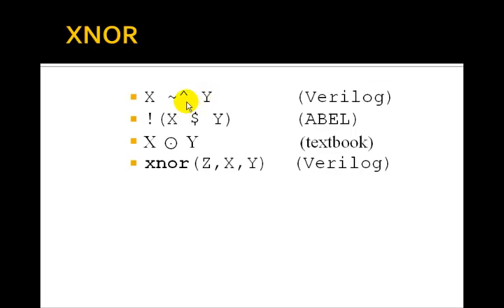So here are the symbols for XNOR. Again, in Verilog, the tilde hat. In ABLE, you'd put not X dollar hat. In textbooks you'll sometimes see a dot with a circle around it. Remember, the exclusive OR was a plus sign with a circle around it. And the XNOR function in Verilog.